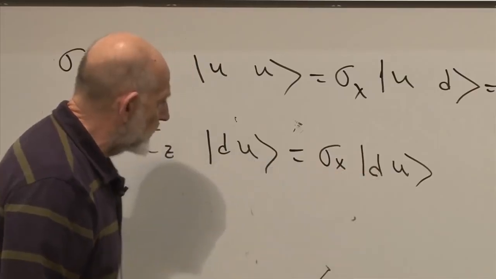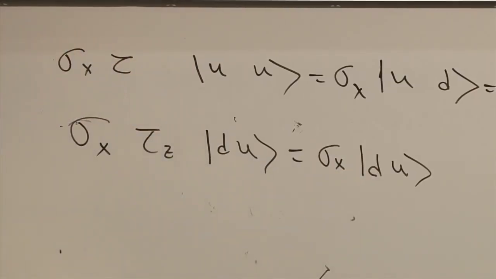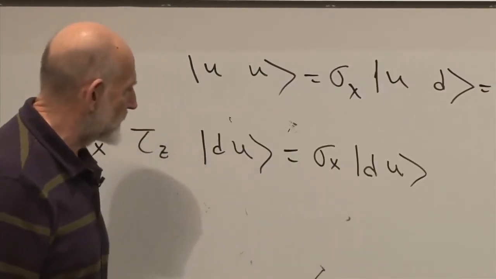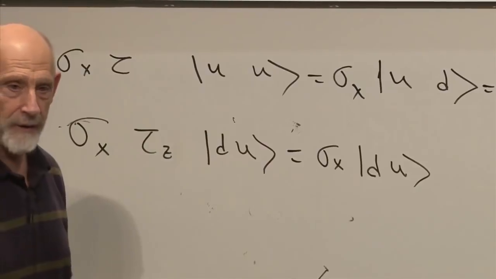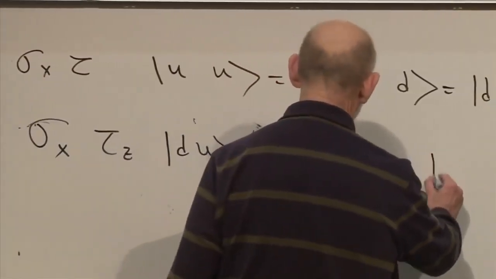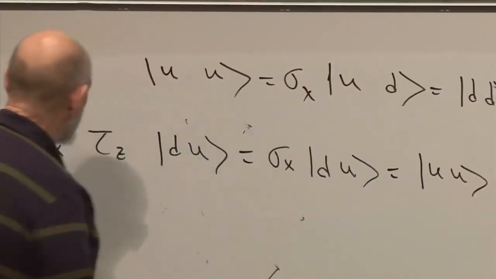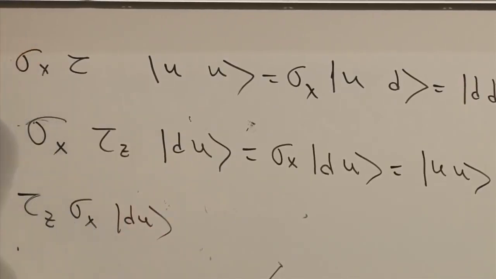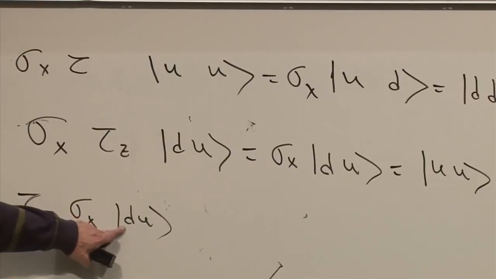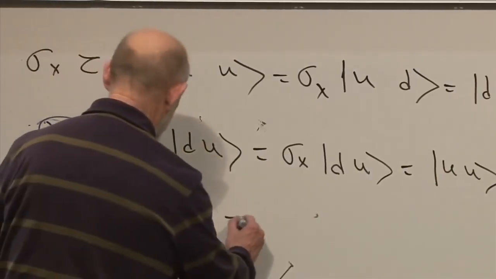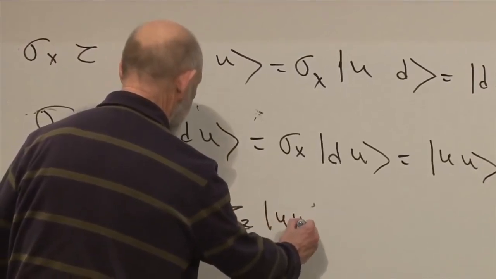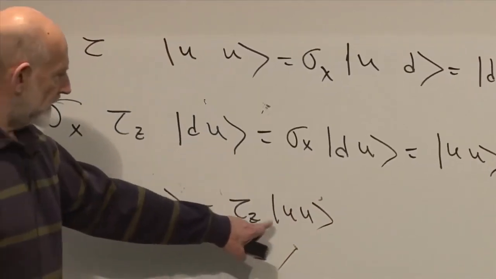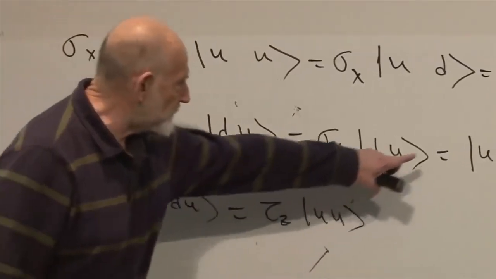Then what does sigma x do when it hits down, up? This gets to be a little bit gobbledygook. At this point, my tongue starts rebelling. What does sigma x do when it hits this guy? It just flips down to up. So it gives up, up, right? Let's do it in the opposite order. Tau z sigma x on down, up. First sigma x. That flips down to up, so it gives us tau z times up, up. And then tau z just gives 1 when it hits the up here. So it gives the same thing again.